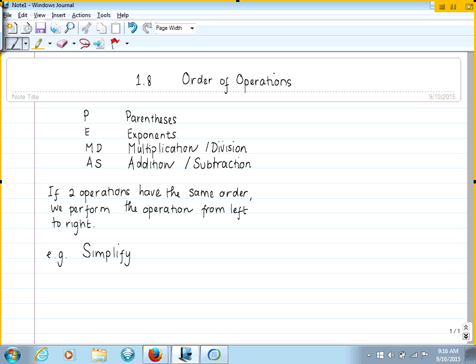So for example, simplify. Number 1: 2 plus negative 7 times 3. So this is the easiest one. And then number 2, we have 28 minus 36 divided by 9 times negative 5. Alright, so let's do this one first.